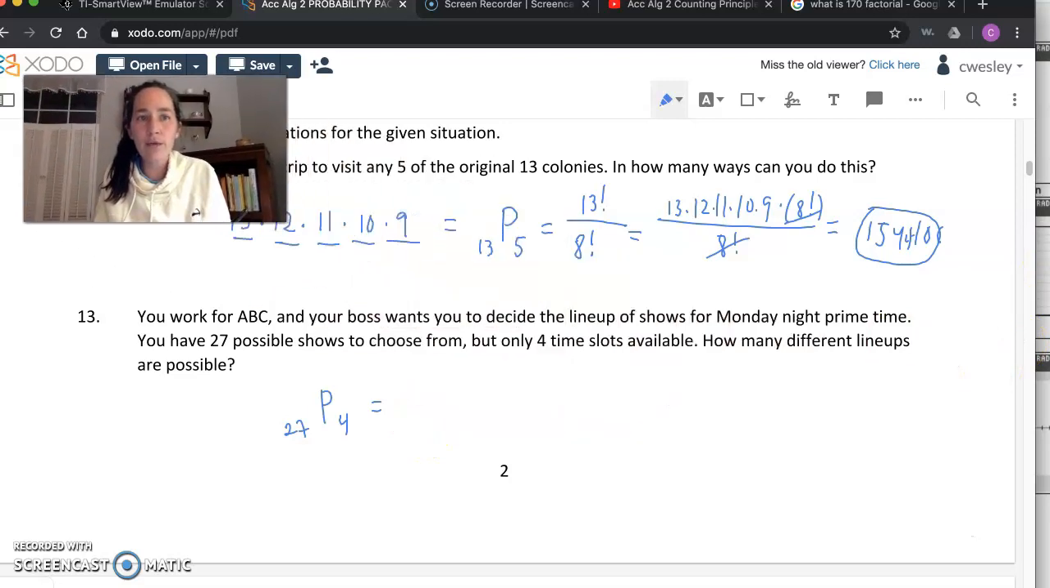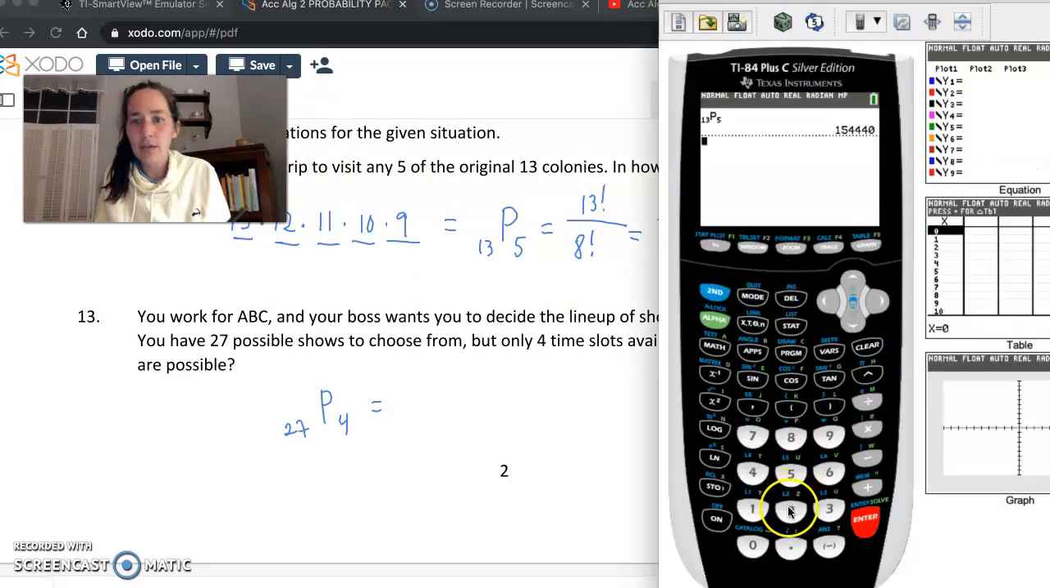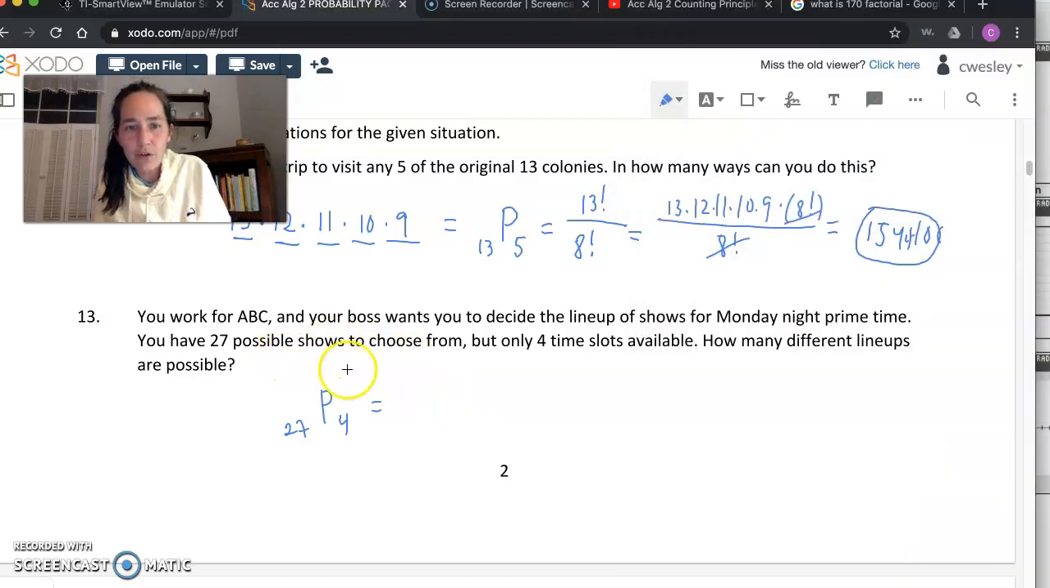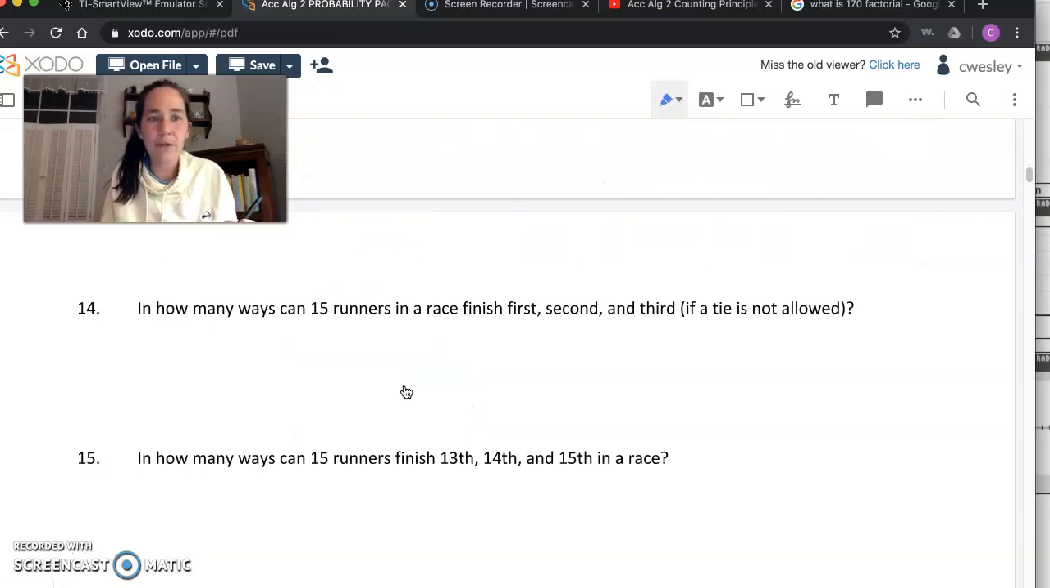Or for a quicker way, we could just go straight to the calculator. And 27 first, math, probability, and then nPr 4 for a permutation. Okay, good. 421 and then 200. So 421,200 different ways. Oh, I did it again. 421,200 different ways. Let's scroll down. Let's see what's happening on the next page.